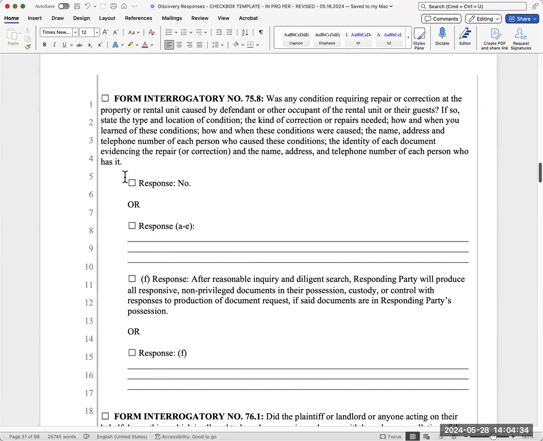If this doesn't apply, you check no. If it does apply, answer all those questions here. F is about documentation. So if no, go to the next question. If you answered here, A through E, and you have supporting documentation you attach to your binder, here. Otherwise, check here and explain.